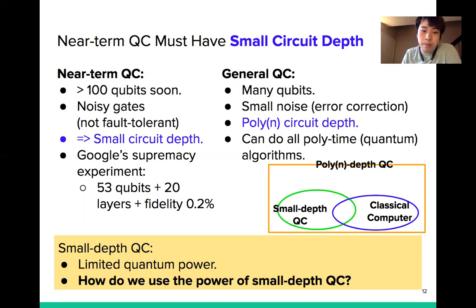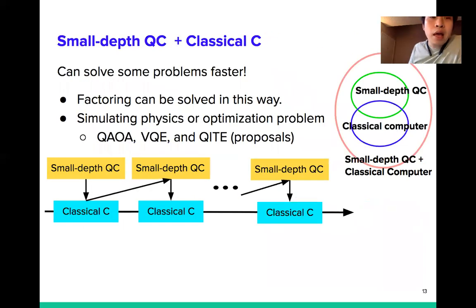Now the next question will be, how do we use the power of a small depth quantum computer? Here, it seems that we still have some additional powers if we have a small depth quantum computer. Then how do we utilize the power? One very simple, and I think brilliant, idea is to collaborate a small depth quantum computer with a classical computer.